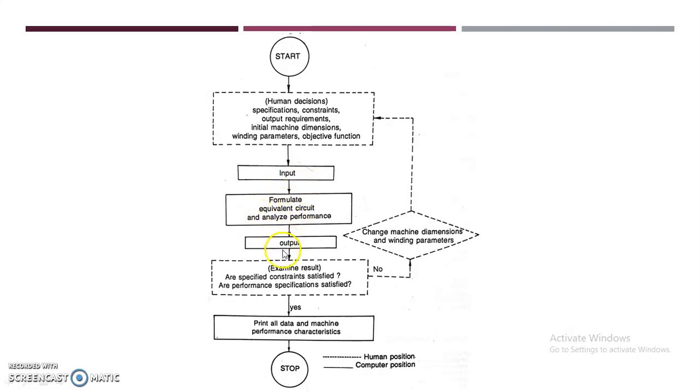And whatever output comes from that computation has to be compared with the desirable performance characteristics, and you have to decide whether it is satisfied or not. If it is satisfied, then it goes to print all the data and the machine performance characteristics. Otherwise, the human being manually takes the decision by changing the specifications, initial parameters, meaning constraints and output requirements. This is nothing but the analysis method for computer aided design.